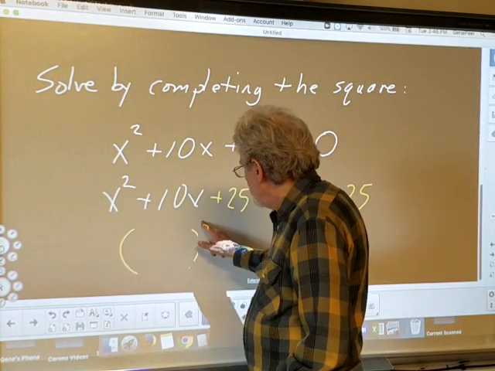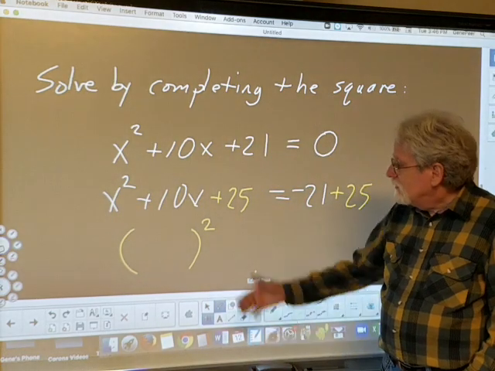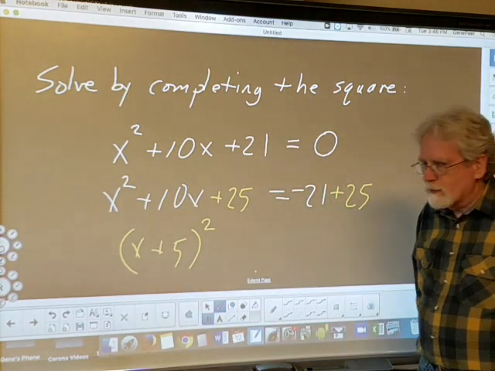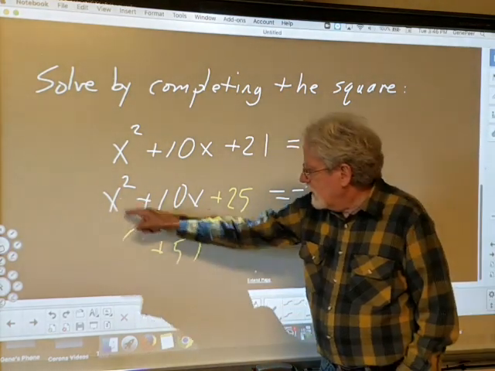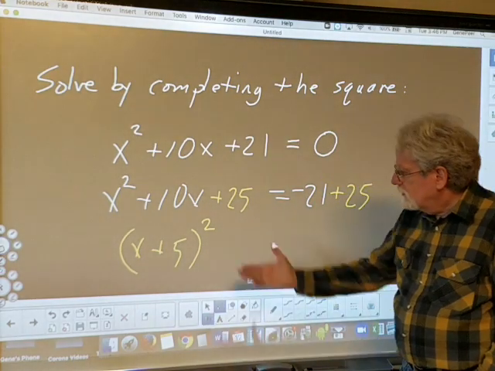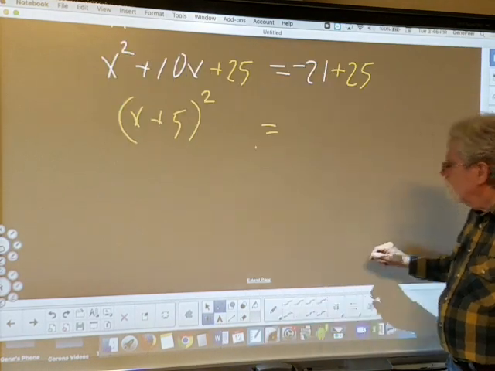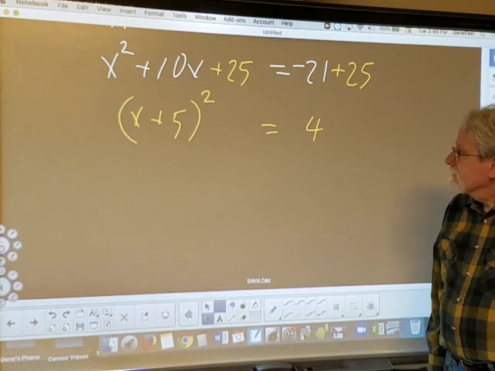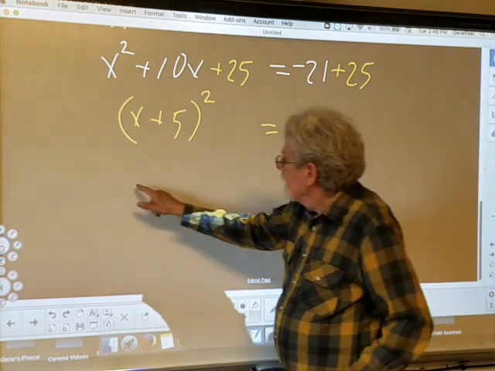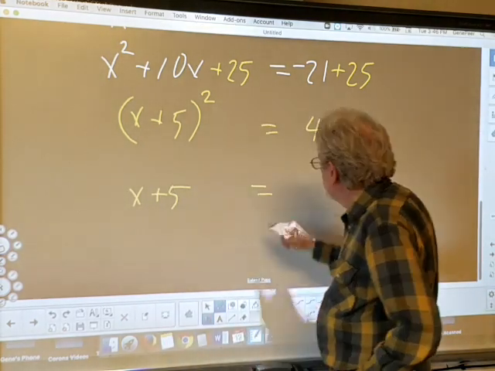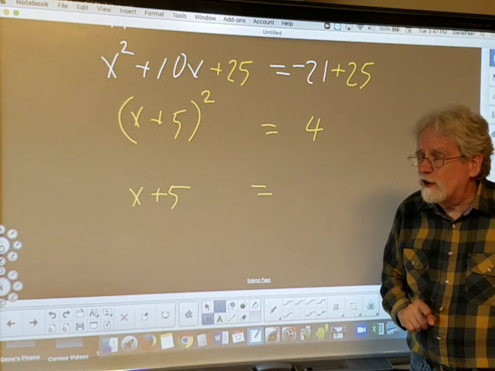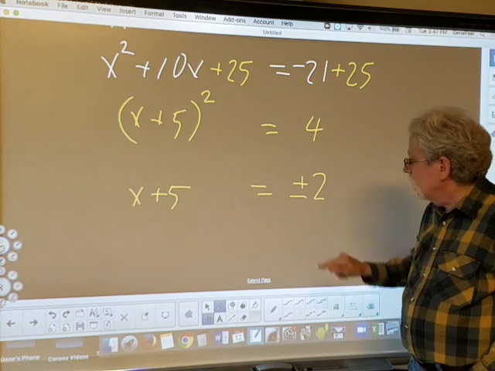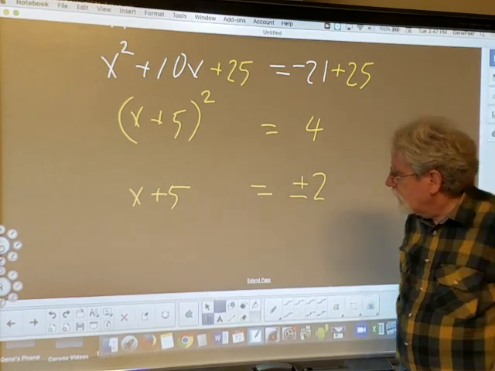And now, once again, the beauty of it is we have rigged it to be easy. Factoring this is trivial. It's x plus 5 quantity squared. X plus 5 squared is 4. Now I'll take the square root of both sides. So x plus 5 is the square root of 4, which is, watch out, it is not just 2, it's plus or minus 2. Now I subtract 5.